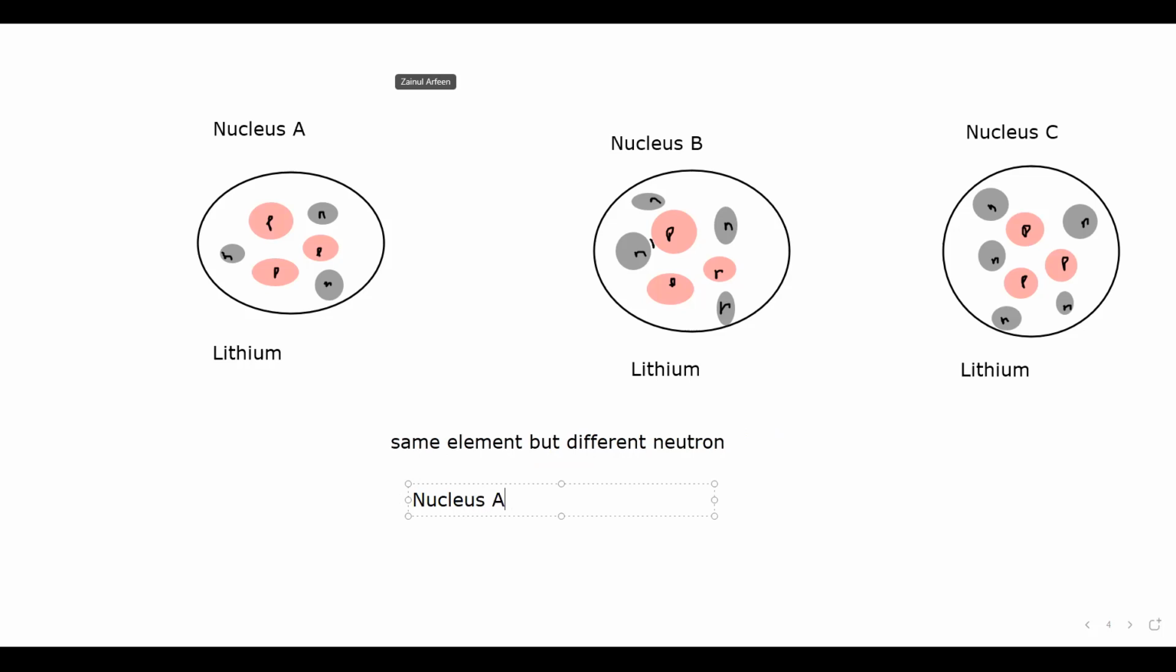So we say nucleus A, B and C are isotopes of lithium. Is it clear? You have the same element, but with a different number of neutrons, we simply call them isotopes. Is it clear, Sime? That was your question, like an example of an isotope in a nucleus.